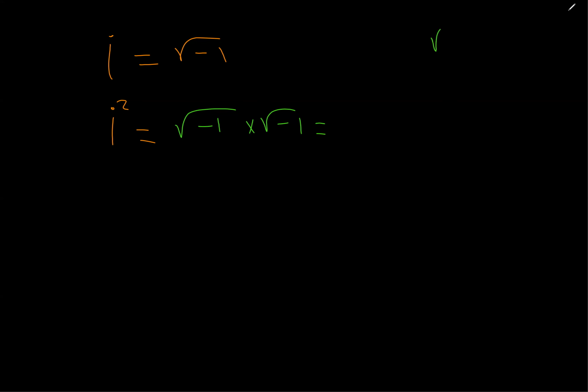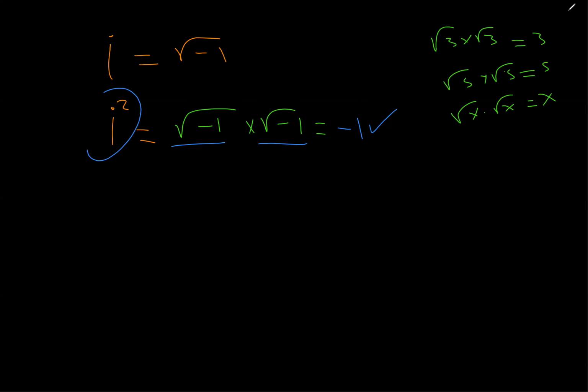Keep in mind that the square root of 3 times the square root of 3 gives you 3. The square root of 5 times the square root of 5 gives you 5. The square root of x times the square root of x will give you x. So the square root of any number times the square root of the same number, the two roots will go out, and what will be there is just x. So here, the square root of -1 times the square root of -1 will give you -1. Keep in mind, what you need to remember is i squared means -1. Good. So you understand now what is i squared.